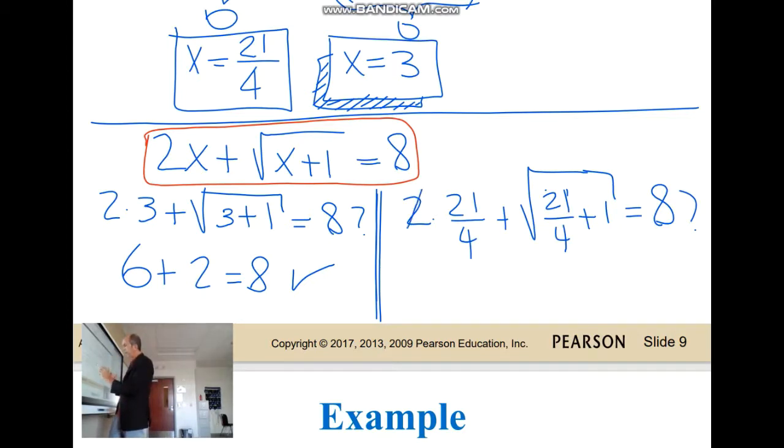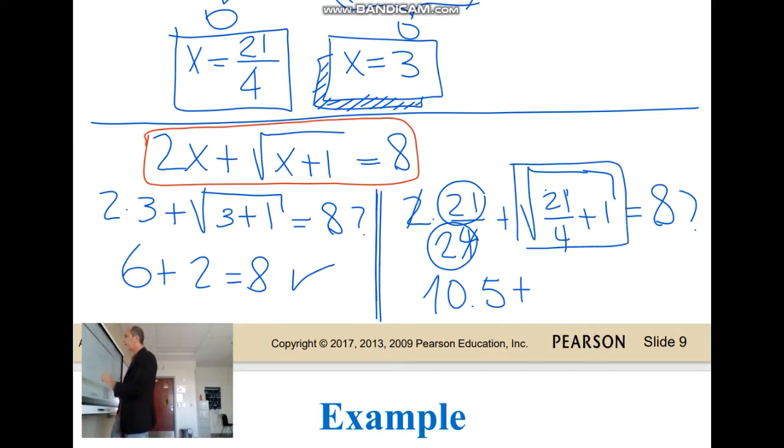Let's simplify, right? Because 2 over 4 is the same thing as 1 over 2. So 21 divided by 2 is 10.5 plus, and check it out, you don't even need to bother to calculate this. This is going to be a positive number, right? Equals 8. Do you think this is going to be equal to 8? 10.5 plus another positive number is going to be equal to 8? No, this is not going to be true, right?